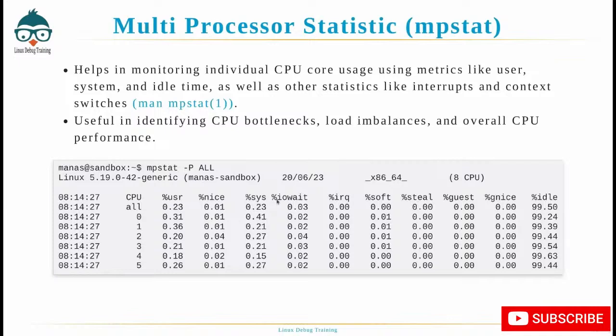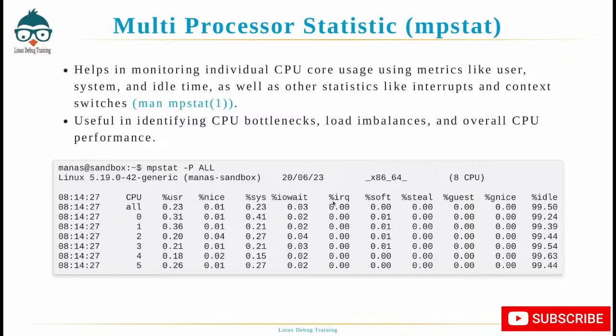IO wait represents the percentage of CPU time spent waiting for an IO operation to complete. It indicates the time when the CPU is idle because it's waiting for data to be read or written from the storage device. Again, a high IO wait value may suggest that there is an IO bottleneck somewhere and the CPU is frequently waiting for data from the storage. In this condition, we should look at iostat or iotop to identify the IO bottleneck.